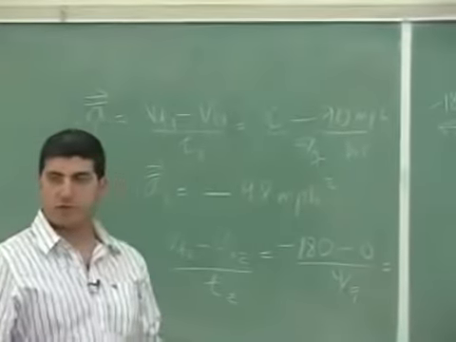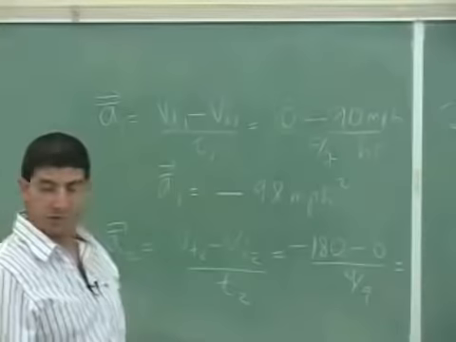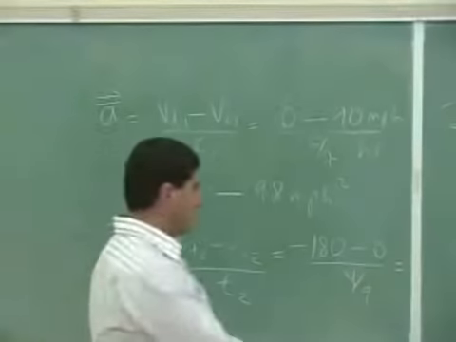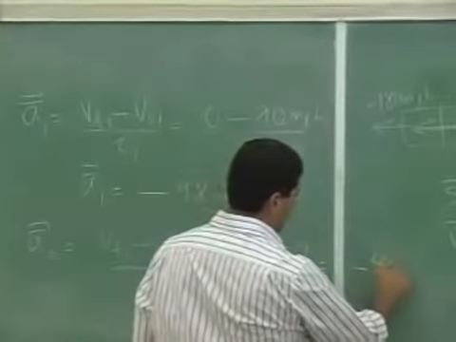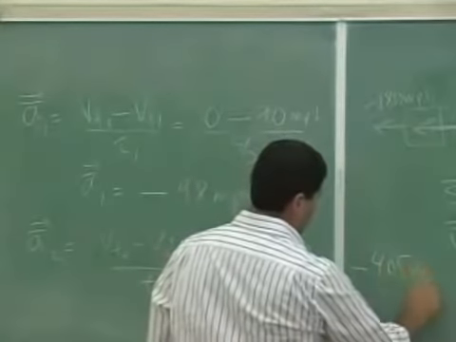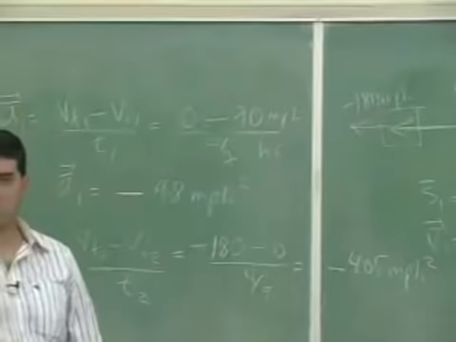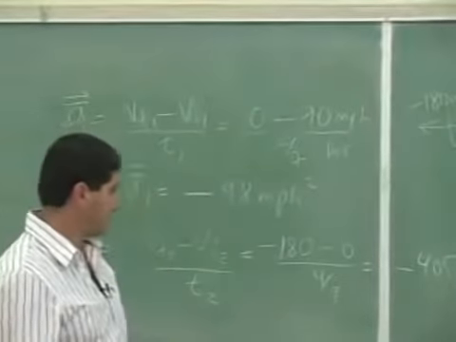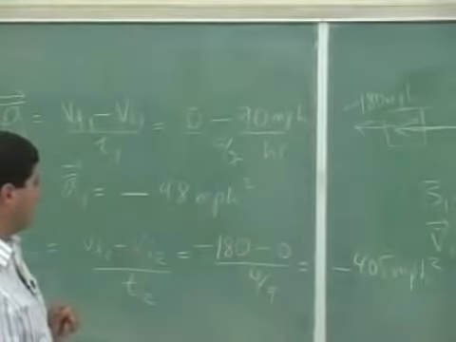So that one is going to be what? Well, what does that give you? Negative, what is it? 405 miles per hour squared. Negative 405 miles per hour squared. Again, it sounds quite big, and it is relatively big compared to that.